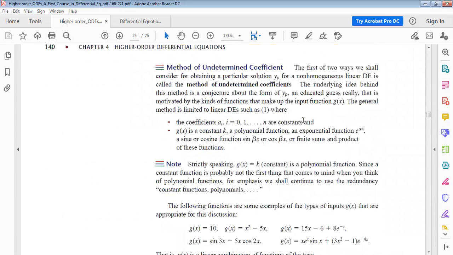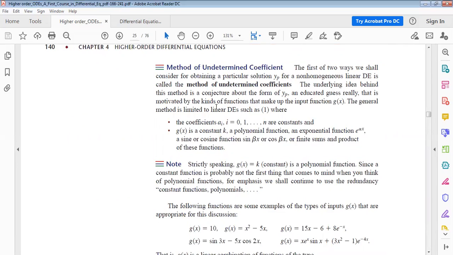What is the method of undetermined coefficients actually? The first way we shall consider is obtaining a particular solution. How to find the particular solution yp for a non-homogeneous linear differential equation? Then the method is called undetermined coefficients.